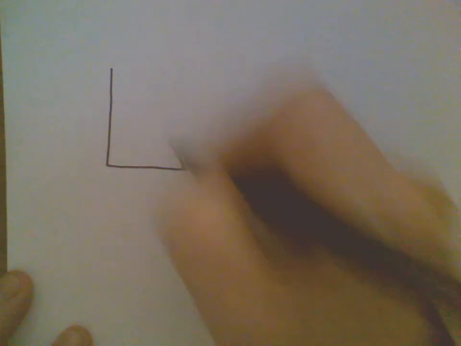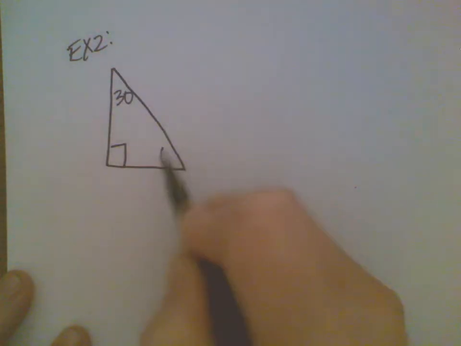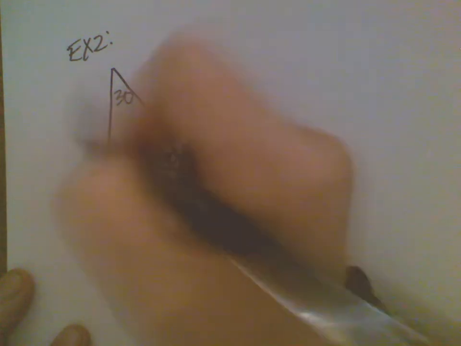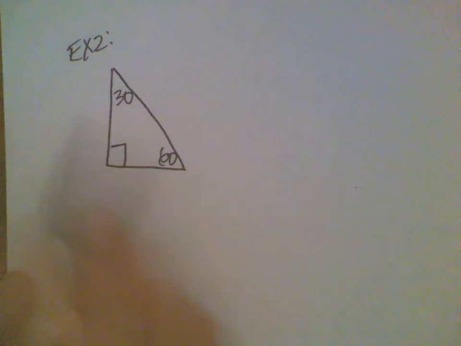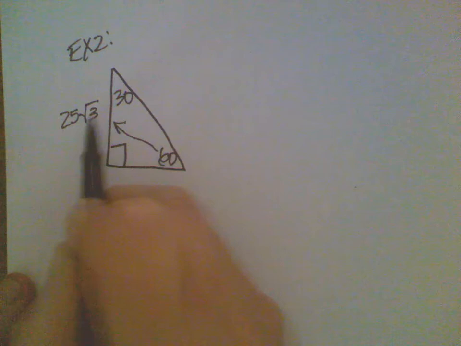One that maybe requires us to do a little bit different thinking, where I'm not given the short leg. So I'll draw my next triangle. Here's my second example. Here's my 30. Here's my 60. Let's say this time I know that the side across from the 60-degree angle is what I'm given. So let's say that one is 25 times the square root of 3.